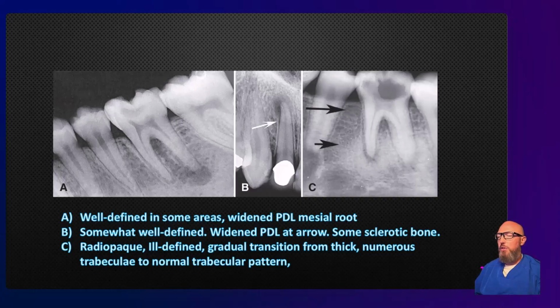And then this one shows what we would define as what? What was the term for a radiopaque lesion? That's condensing osteitis. And I differentiate that from other similar lesions in that there is still a radiolucency around each of the apices. And then that's surrounded by the sclerotic bone. It has kind of a gradual transition. So this portion of it is ill-defined.